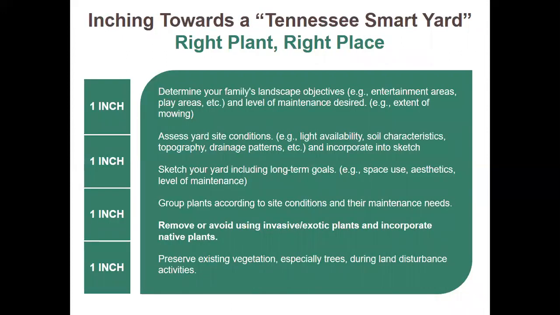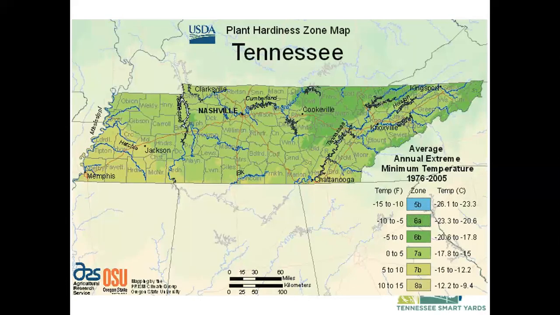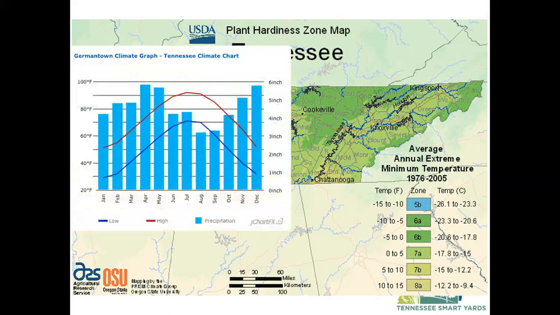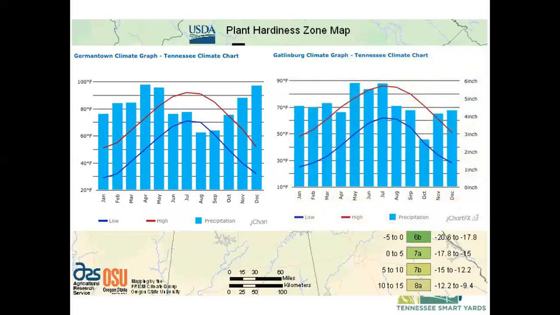The next one is remove or avoid using invasive or exotic plants and incorporate native plants in the landscape. Now, Tennessee, we mentioned earlier, can range in temperatures between 20 and 25 degrees all over the place. From Memphis, which is a little warmer, all the way up to Mountain City in East Tennessee. But Tennessee is very varied all across the state. And when we look at it, Germantown, which is near Memphis, and Gatlinburg, which is in East Tennessee, are a little bit different, and the precipitation can be completely different each year.